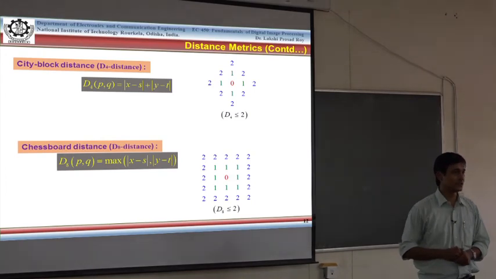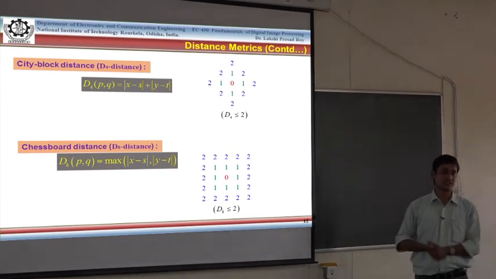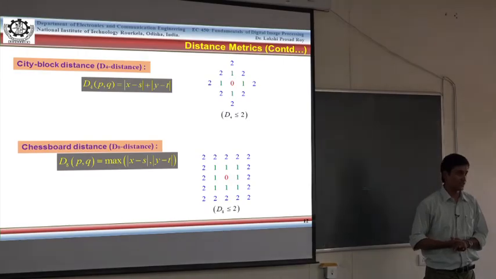So, in the next class we will go for direct processing of images, or arithmetic processes on images.